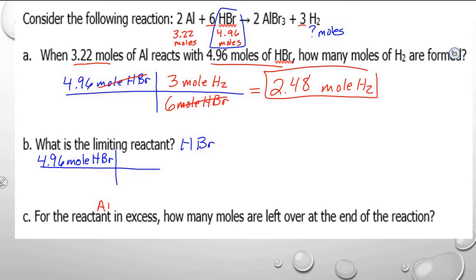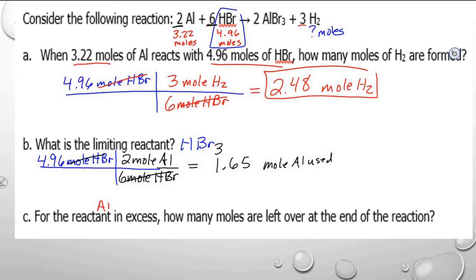This time, though, I'm going to be going from the 6 to the 2. So I'm going to go 6 moles HBr on the bottom because I still want to get rid of it, and 2 moles of aluminum on the top. Moles of HBr go out. So this time I'm basically dividing it by 3, so it's going to be 1 point something moles of aluminum that are used. So somebody give me that number. 1.65. Okay, 1.65, we'll just go with that.